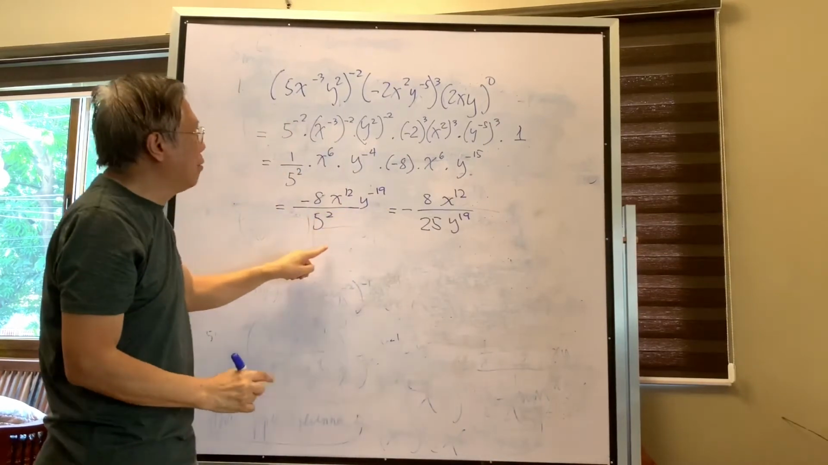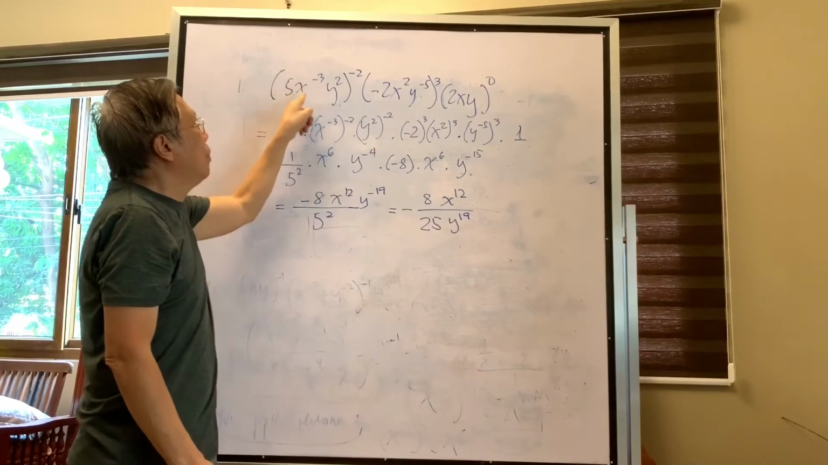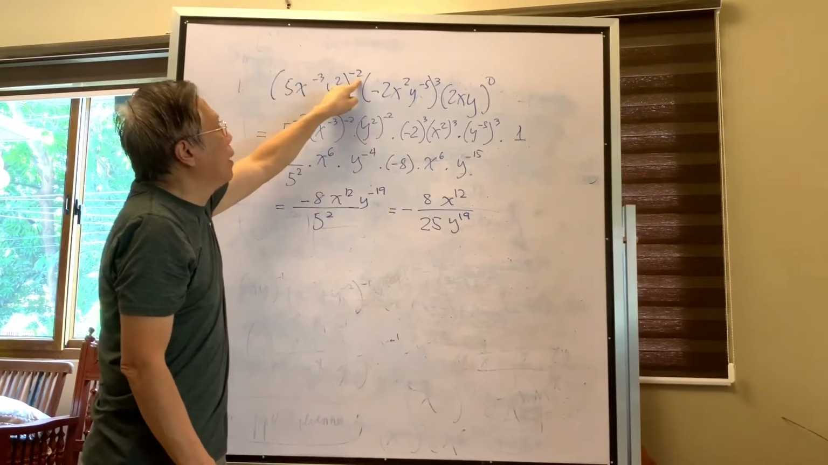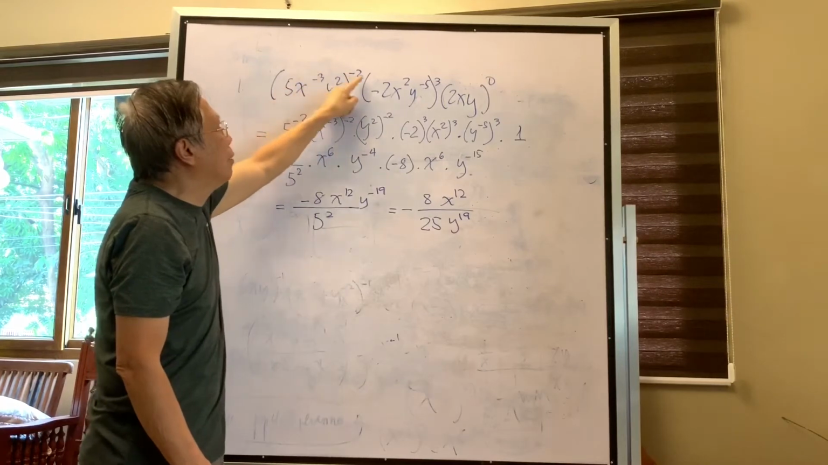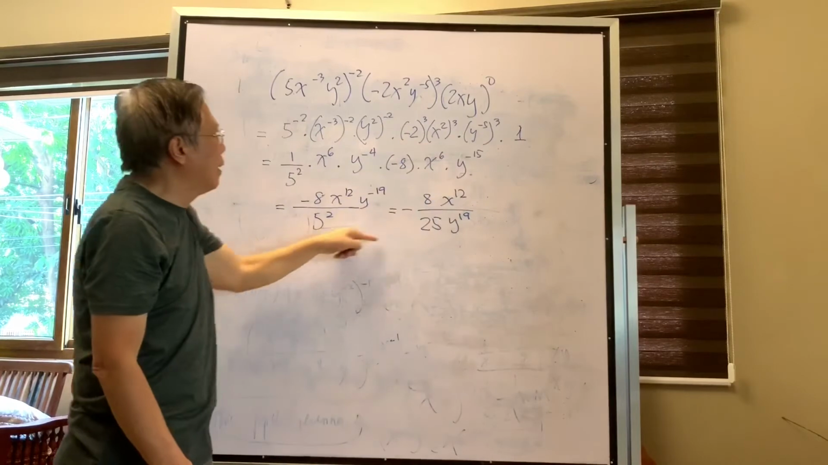So what did we actually do here? For our convenience, we did not simplify this and say 1 over x cubed. Instead, we applied the power of a power with these negative exponents, positive exponents, for us to arrive at this solution.